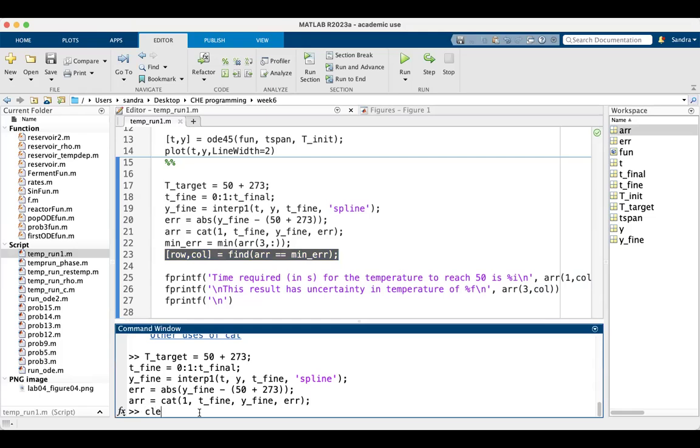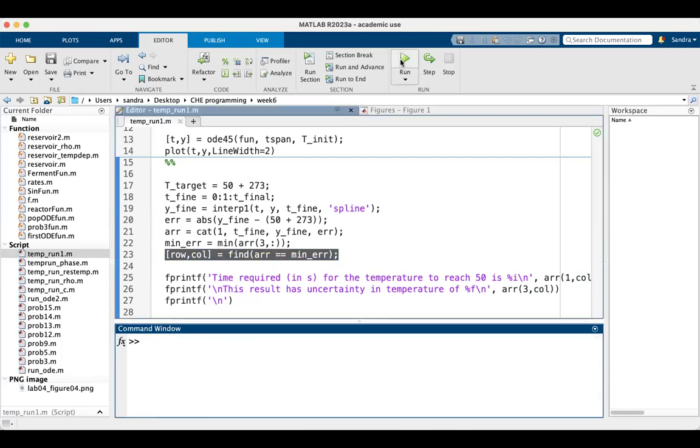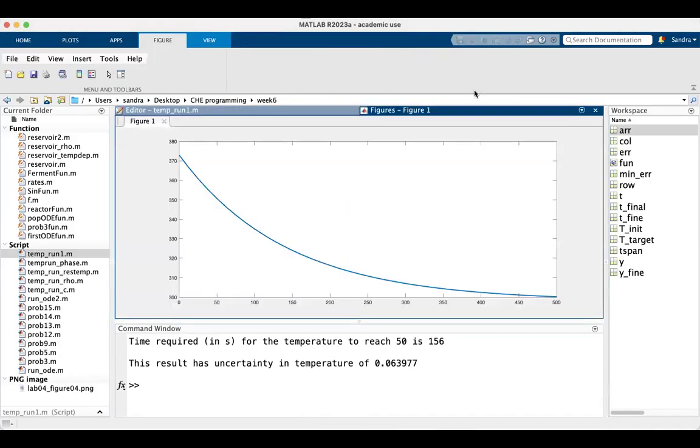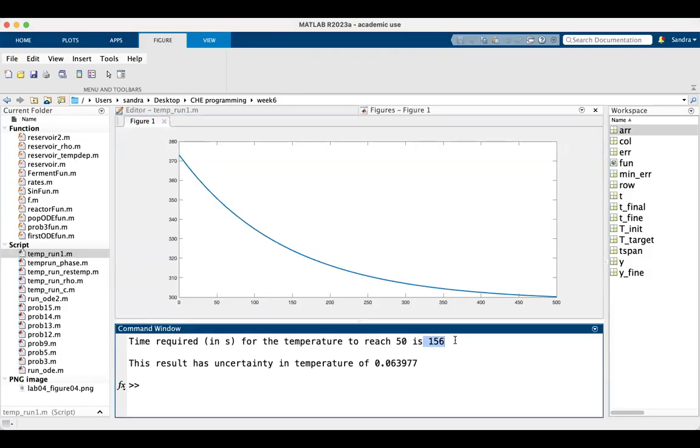Now, when you run this whole thing, let me just clear it. CLC. You'll be getting this curve, and you'll be getting the time required to reach the temperature of 50 is 156 seconds. Okay, and you can't exactly reach 50, so there is a small difference. Basically, the temperature you're getting using your final grade is 50.063977. If you want much less uncertainty, instead of interpolating to create 500 points, you can create 1000 points, 1500 points or something. You can make it an even finer grid, so you'll be getting less uncertainty. Is this part clear? Any doubts?